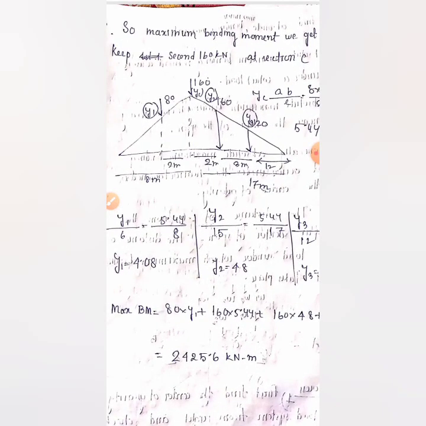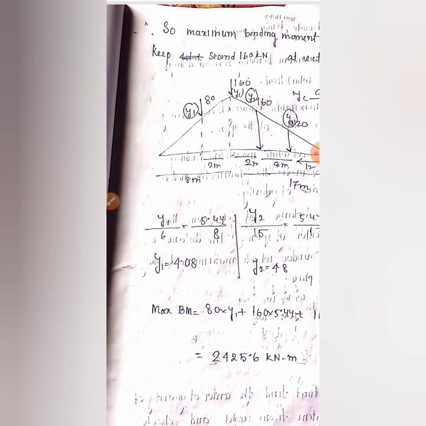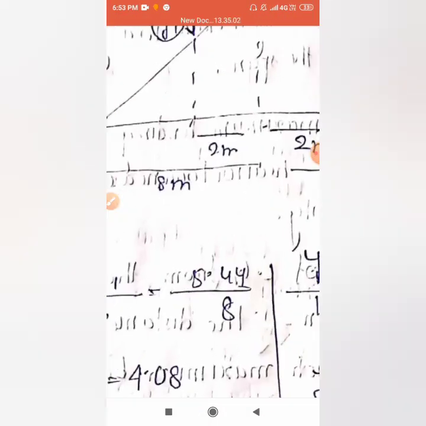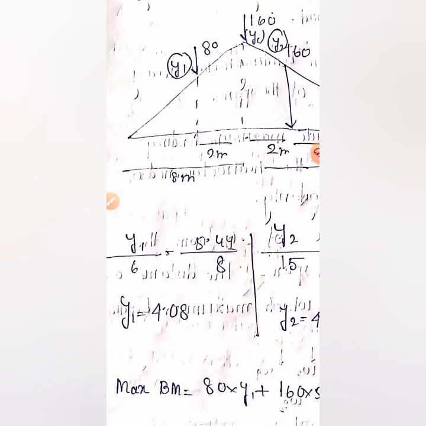If you have any problem in finding the ordinates, please tell me in the comment section. I'll help you. This is the similar triangle property I have used. Listen, suppose this is the first triangle, and the whole portion is the big triangle. That means y1 by 6 equals 5.44 divided by 8, so the value of y1 is coming 4.08. In a similar way, I found all the ordinates, multiplied them with the loads, and found the maximum bending moment 2425.6. Please do the numerical at home and check the value.